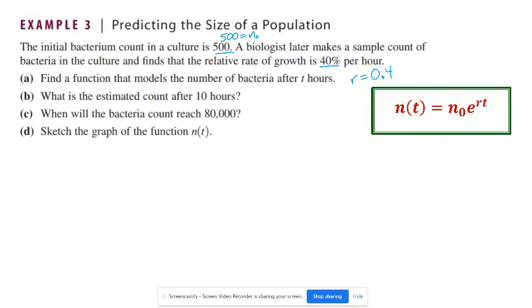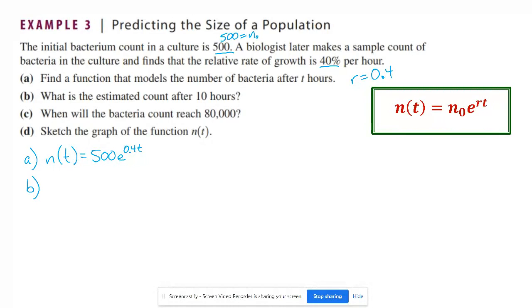All right, we've got a four-parter this time. First, we've got to find a function, a model for the number of bacteria after t hours. That's going to be very similar to what we did on the previous example. We're going to have n of t equals our original amount, which is 500, times e to the r times t power. So r is 0.4 times t. 500 e to the 0.4 times t power. That's part A.